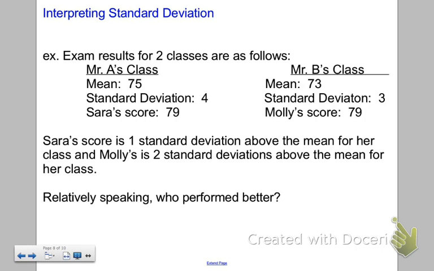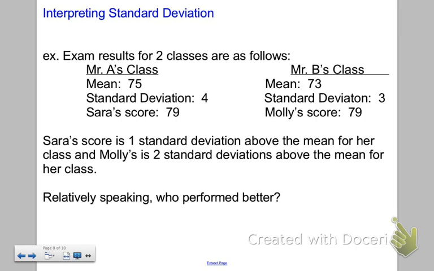Now, let's talk about how we can interpret standard deviation. So it actually has some context to it. We have exam results for 2 classes: Mr. A's class and Mr. B's class. The mean for Mr. A's class is 75. The standard deviation is 4. And one of the students in Mr. A's class, Sarah, got a score of 79.